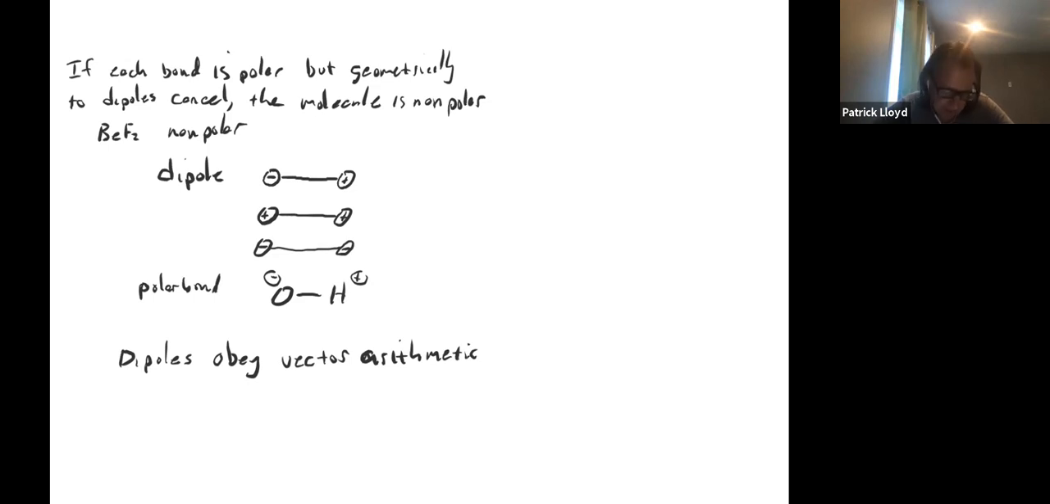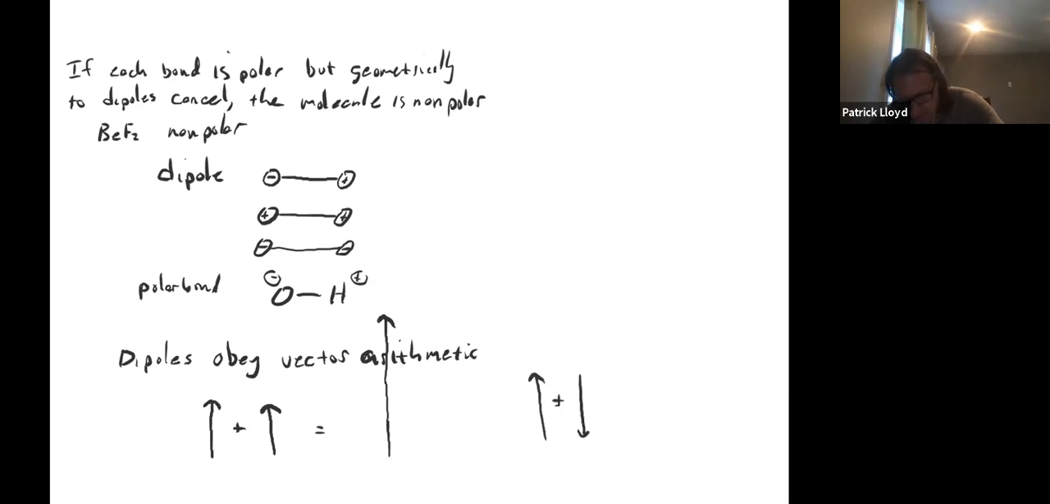Vector arithmetic. Now, what does that mean to say vector arithmetic? It's relatively simple. The idea is if the vectors are pointing in the same direction, when you add them, you get simple addition. If they're pointing in opposite directions and you add them, they cancel. So you get 0. They're gone.